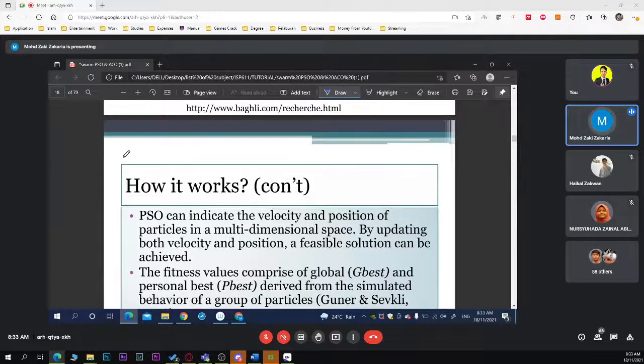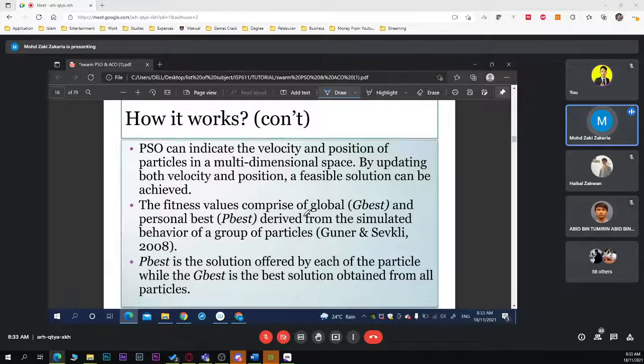So how does it work? PSO can indicate the velocity and position of particles in multi-dimensional space. Multi-dimensional space means more than 3D. So maybe up, down, left, right, and so on. It can go anywhere. By updating both velocity and position, a feasible solution can be achieved. And then the fitness value comprises the global best, G best, and the personal best. Global best is the best of the best values, and the personal best is the individual value derived from the simulated behavior of a group of particles. P best is the solution offered by each particle, while G best is the best solution obtained from all particles. We compare the particles, then determine the best value among them.